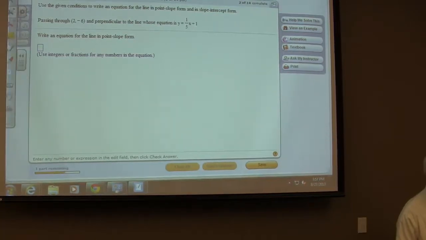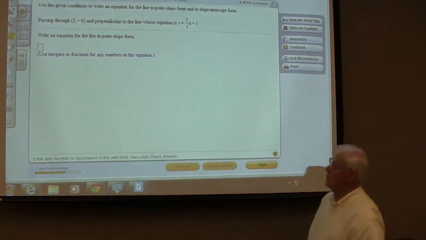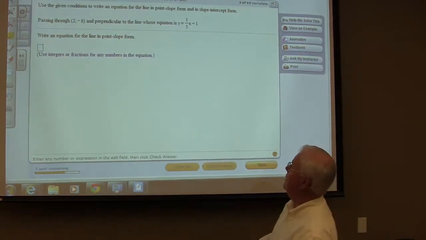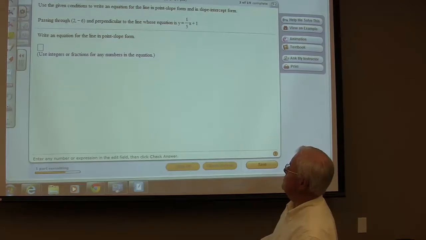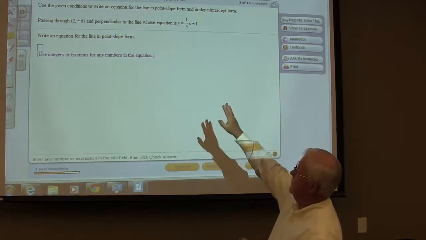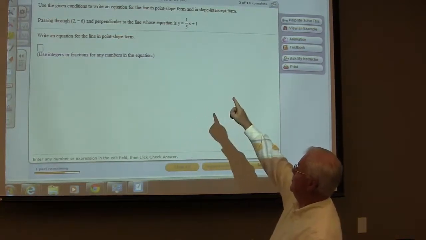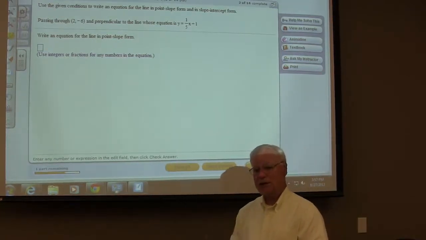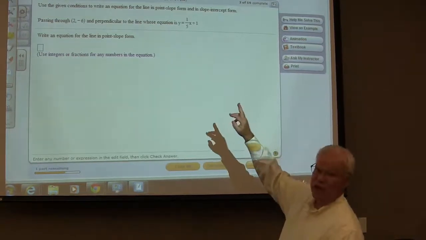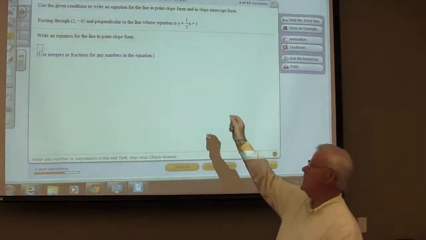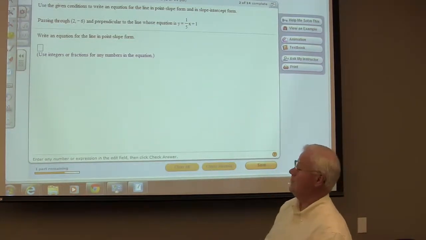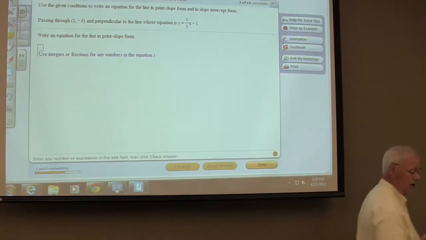Another problem with given conditions. It's passing through the point (2, -6), and it's perpendicular to the line whose equation is y equals 1/5 x plus 1. Well, let's see. We know the point. We're perpendicular to a slope of 1/5. Remember, we flip it over and change the sign. If we flip 1/5 over, we'd have 5 over 1, which is 5. It's positive, so we change the sign to negative, so it'll be negative 5. So our slope is negative 5.